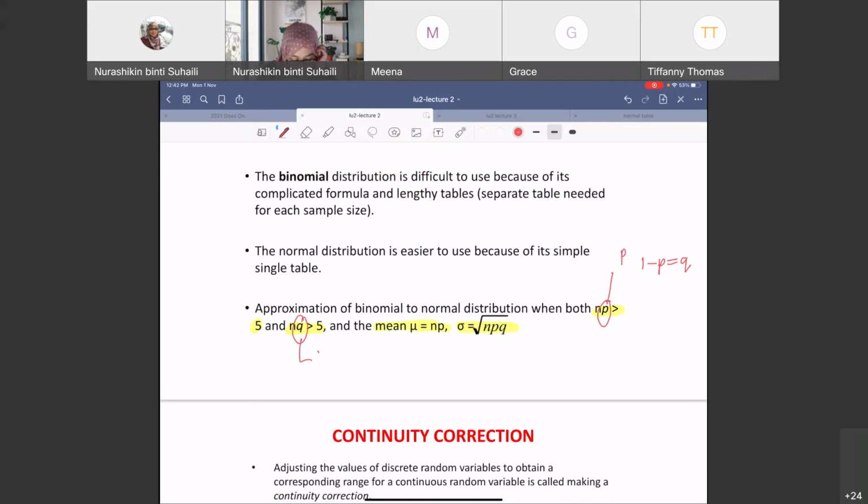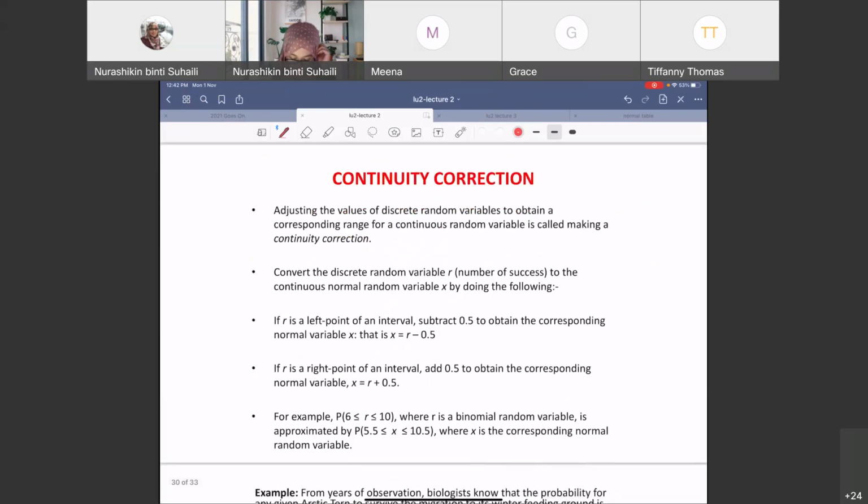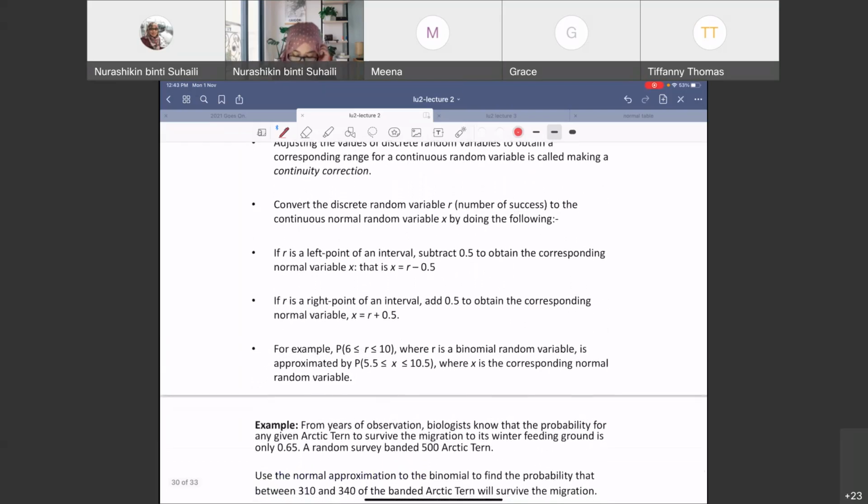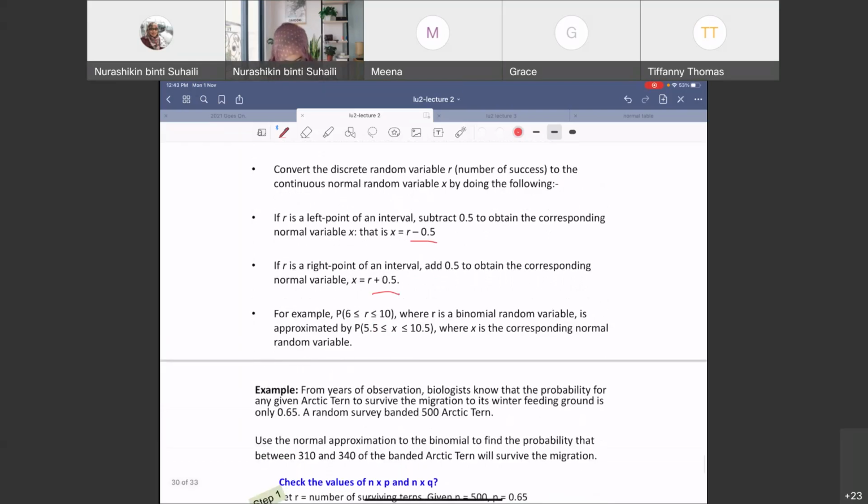So Q here is referring to 1 minus P. So these two products, NP and also NQ, should be greater than 5. If that one is satisfied, then we can use normal distribution to approximate the binomial. And this is the formula of the mu and the sigma. Another thing is the continuity correction, whereby you have to minus 0.5 and also plus 0.5 from both tails of the range. We'll have a look at how to apply those things.